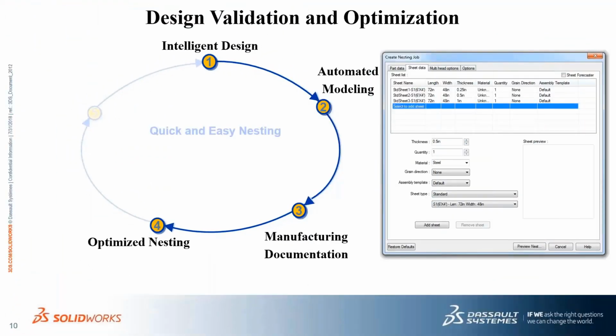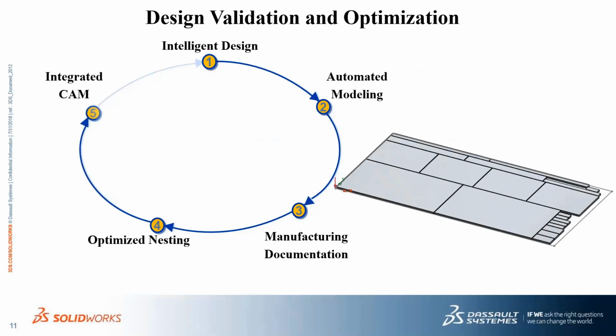With NestingWorks, nesting is made easy, allowing us to break down our parts quickly and efficiently, select and create nested assemblies that we can then move in and go directly into our CAM solution. With SOLIDWORKS CAM, we have the CAM solution integrated directly into SOLIDWORKS. This allows us to take our NestingWorks directly into SOLIDWORKS CAM.